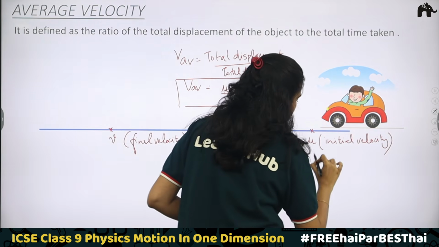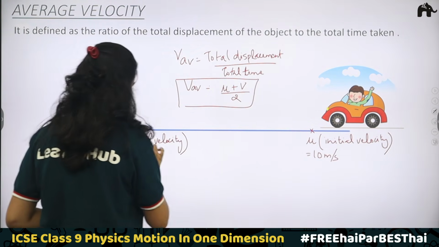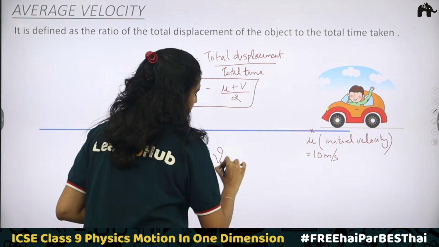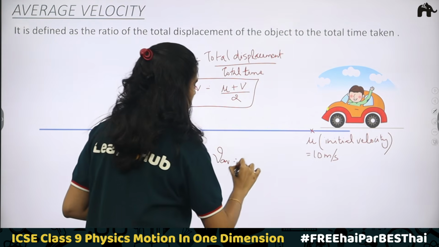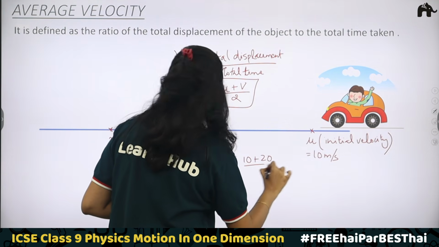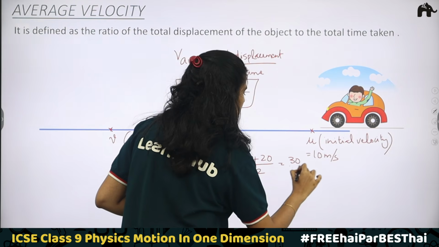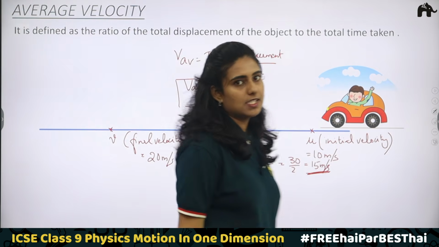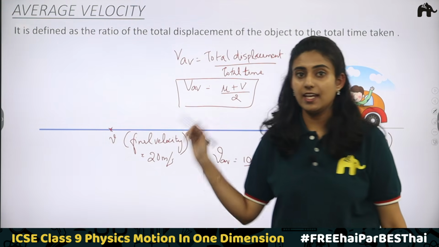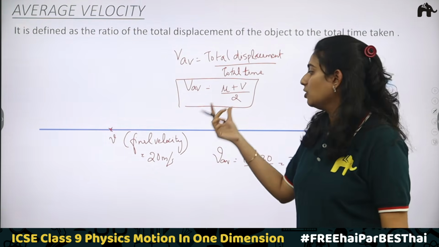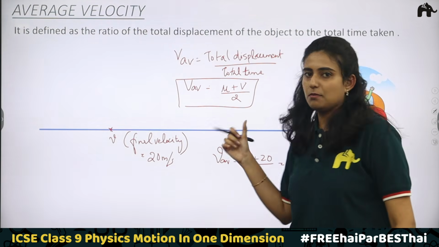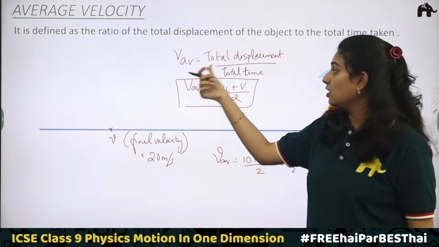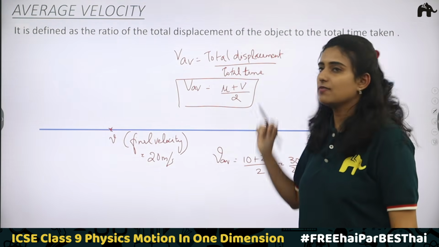Let's say initially it is 10 meters per second and the final velocity is 20 meters per second. Now what is the average velocity? V average will be equal to 10 plus 20 divided by 2, which is 30 by 2, equal to 15 meters per second. Okay, 15 meters per second is the average velocity. Again, if you know different velocities, you cannot take the sum and divide it by the number of velocities. So here you will have to take the total displacement and total time. Only in the uniform case can you take the initial plus final divided by 2.